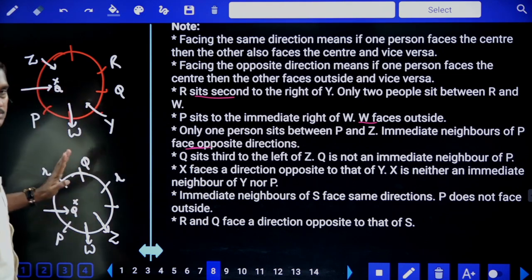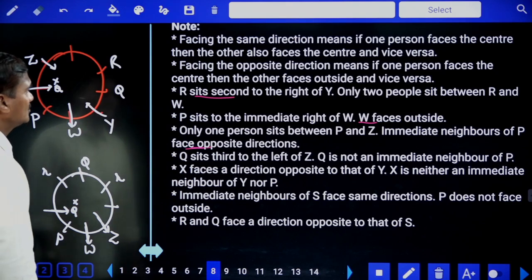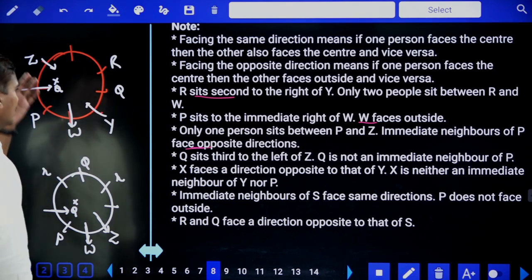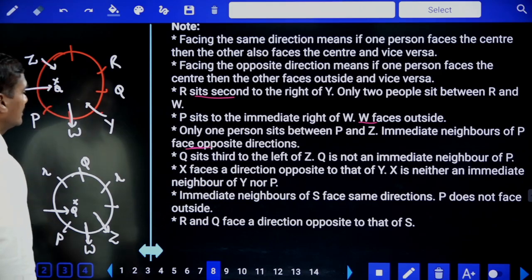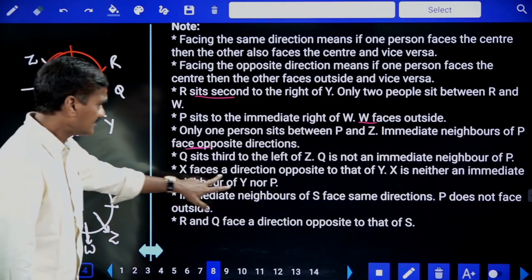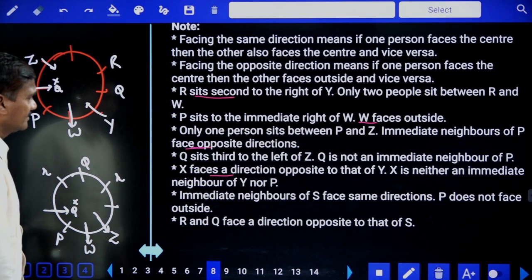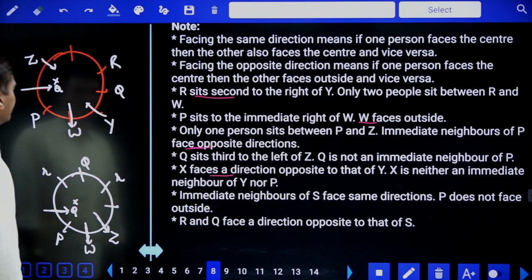ఇది కాకపోతే అప్పుడు దీనికి జంప్ అవుతుంది. డన్. అండ్ ఓన్లీ టూ పీపుల్ బిట్వీన్ R అండ్ W. సరిపోయింది. R sits second to the right of Y. And next one, X faces opposite to that of Y. X is neither an immediate neighbor of Y and P.